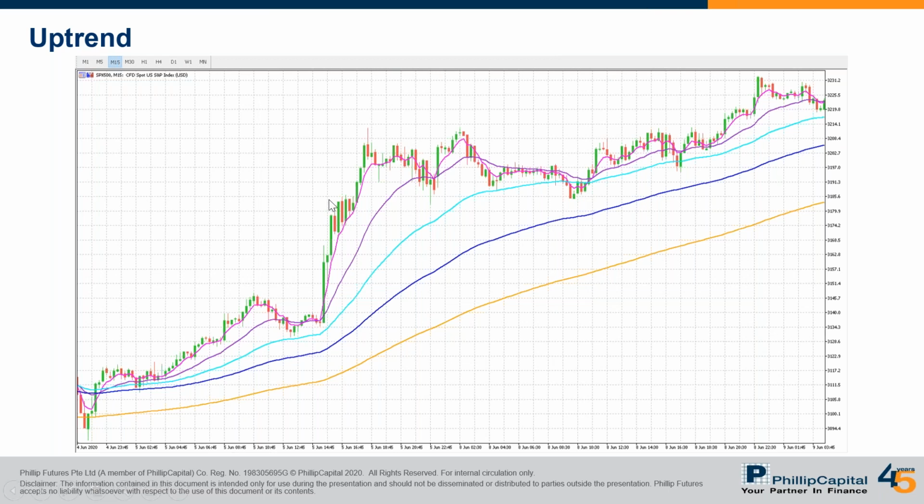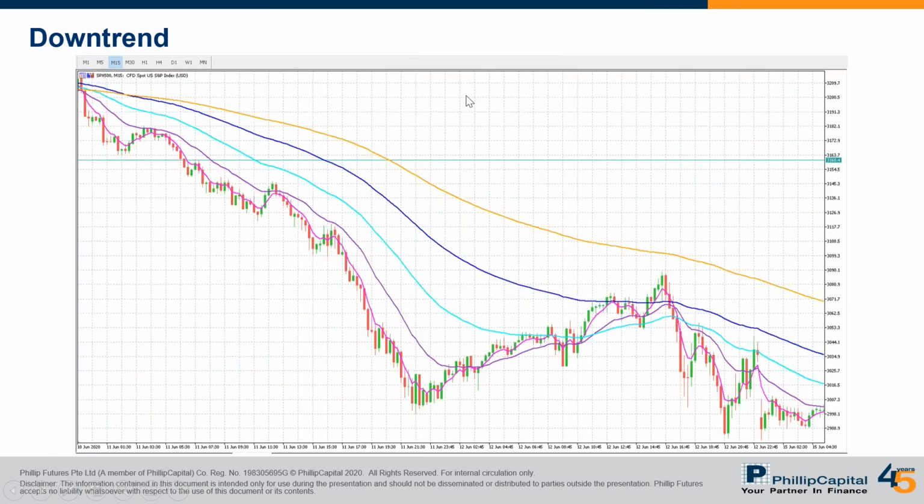Okay, all right. Now the downtrend will be a mirror image. If the smaller moving average is below, the sequence will be 5 below 20, 20 below 50, 50 below 100, and then 100 below 200. So when we see this, it tells us that this is probably the start of a downtrend.